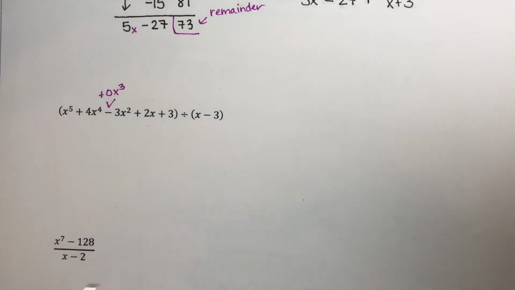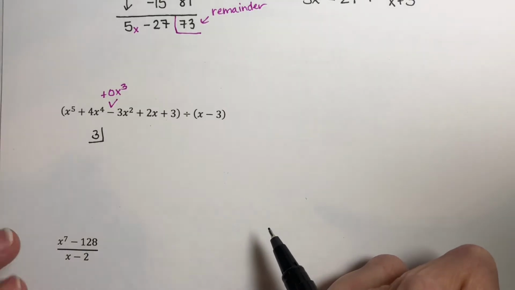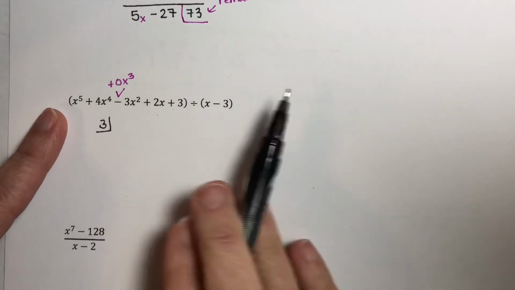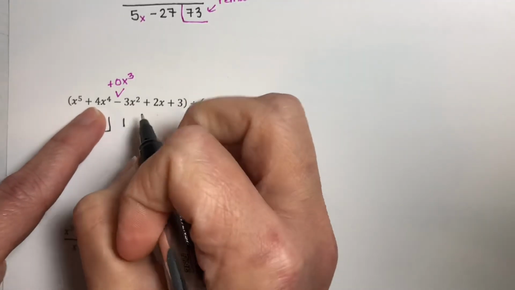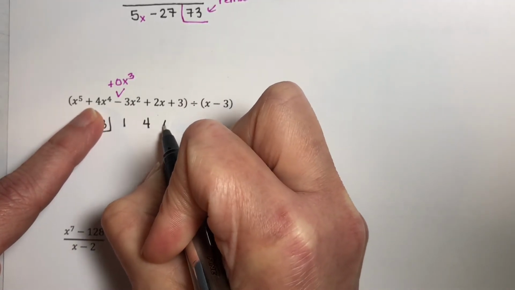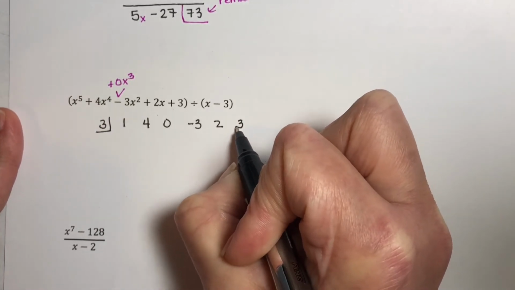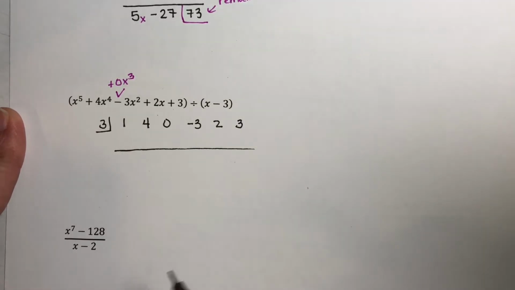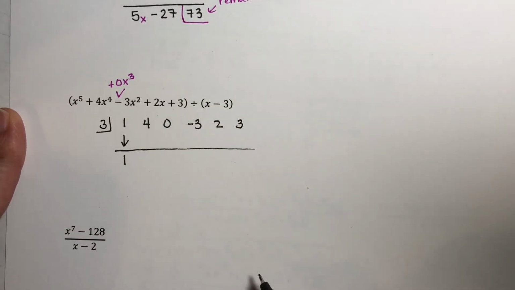This is a minus 3, so I write down a positive 3 and then put it in a half box. Now I'm going to write down all the coefficients of this, making sure I leave myself some space to keep things lined up. So first coefficient of 1, and then a 4, and then a 0, and a negative 3, and a positive 2, and a positive 3. Leave yourself a space to write numbers, and draw yourself a line. Now your first number comes down without a change, and now we are just multiplying and adding, multiplying and adding.